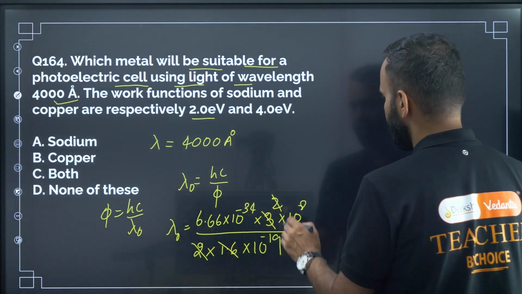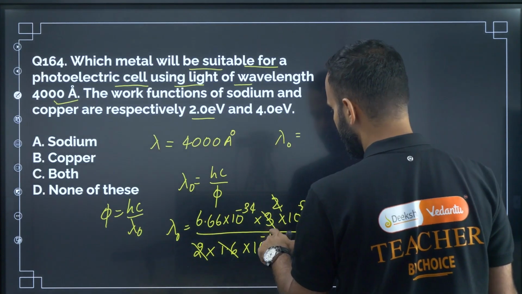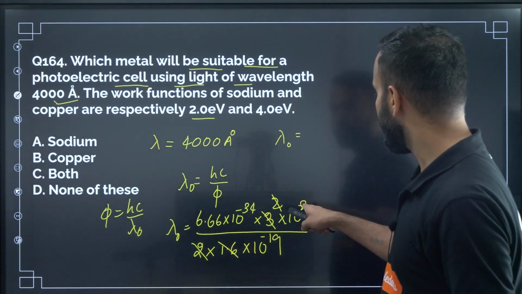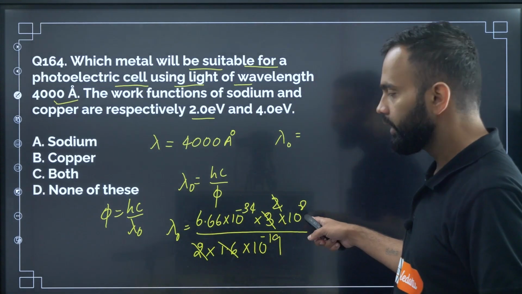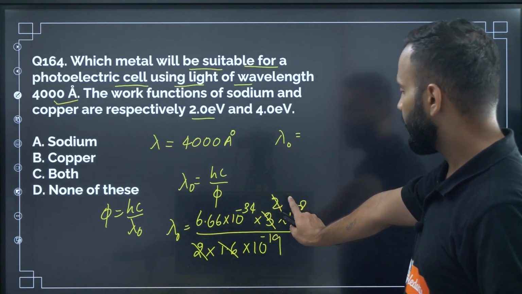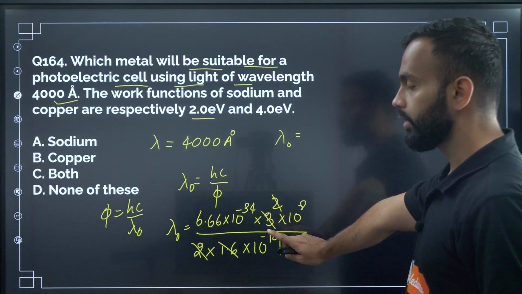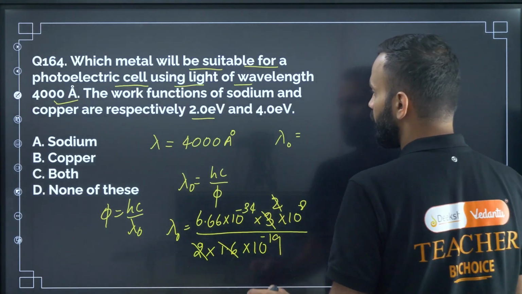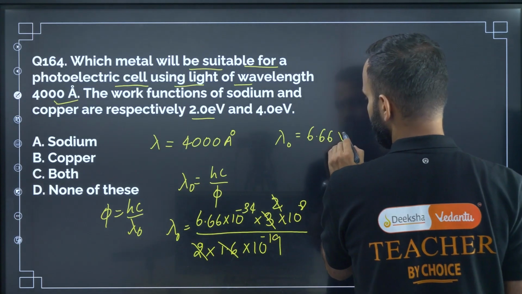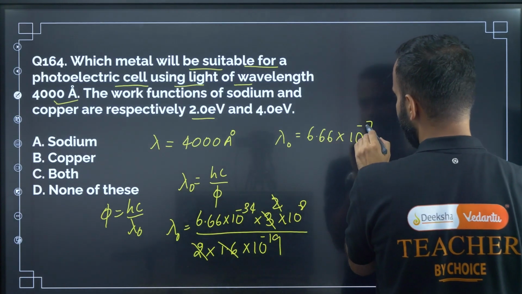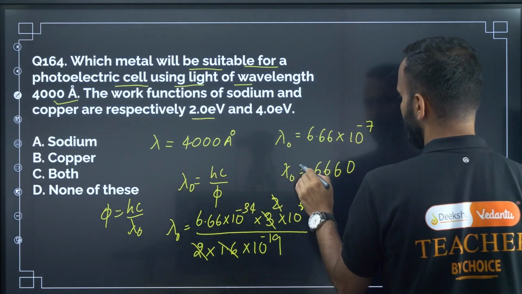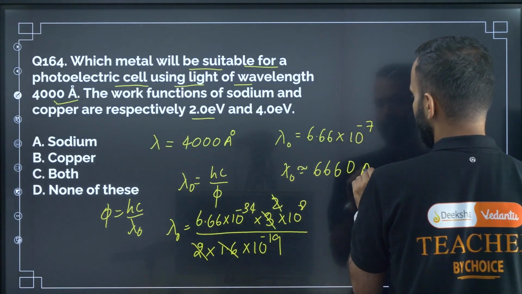This is rough mathematics. So lambda naught is equal to 10 to the power minus 19 into 10 to the power 8 by 10 to the power minus 19, that is 10 to the power 27. 10 to the power minus 34 into 10 to the power 27 is 10 to the power minus 7. Lambda naught is equal to 6.66 into 10 to the power minus 7, that is, in angstrom, approximately 6660 angstrom.